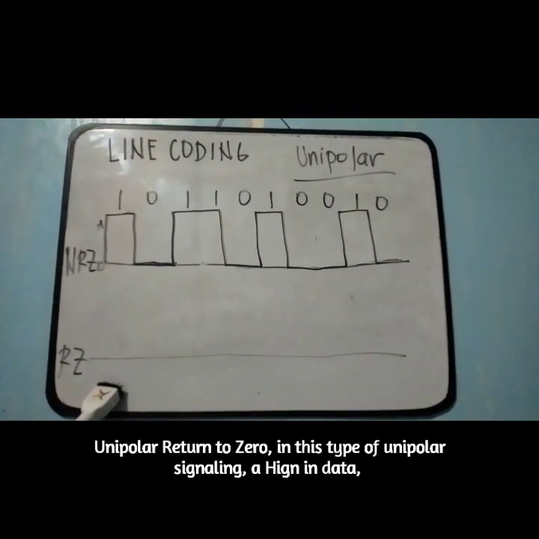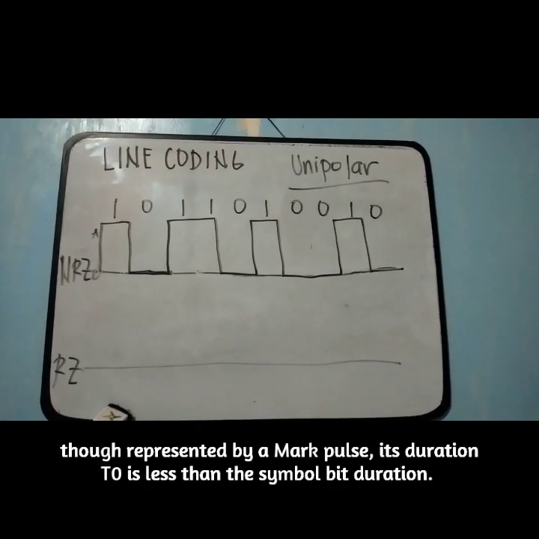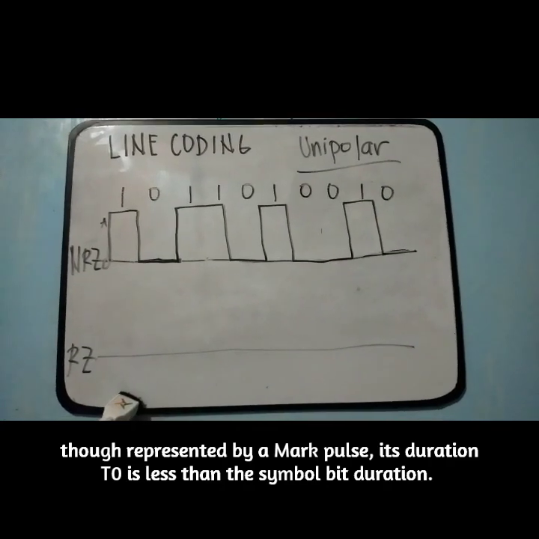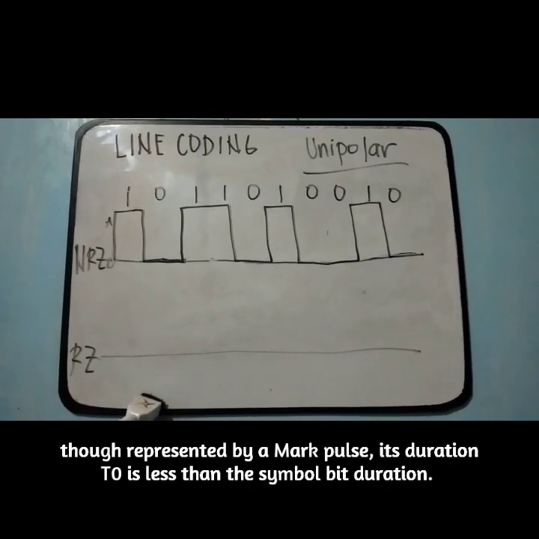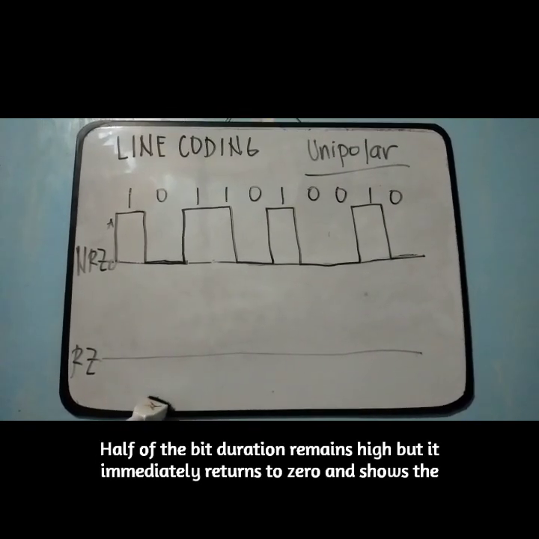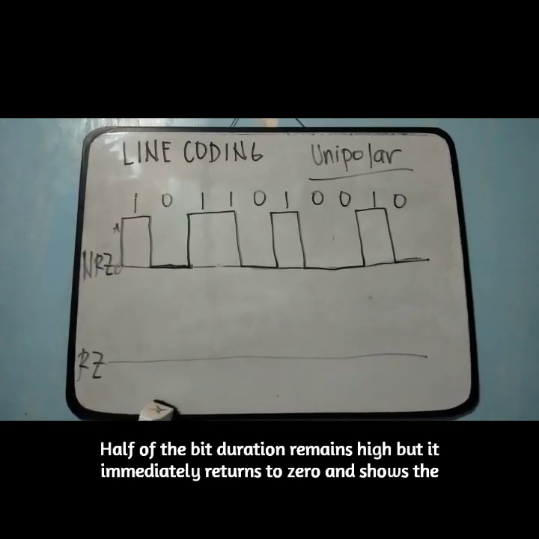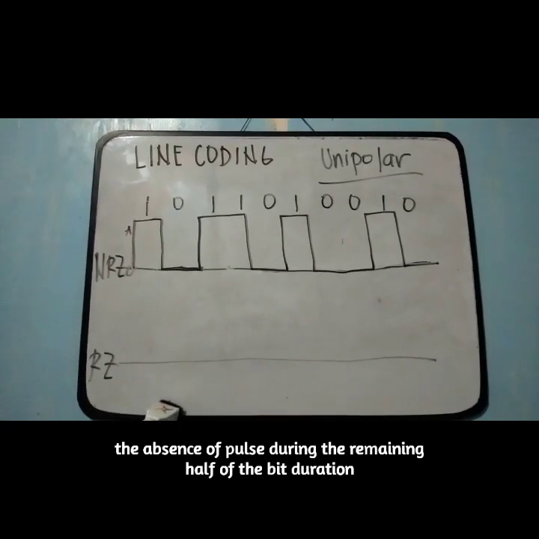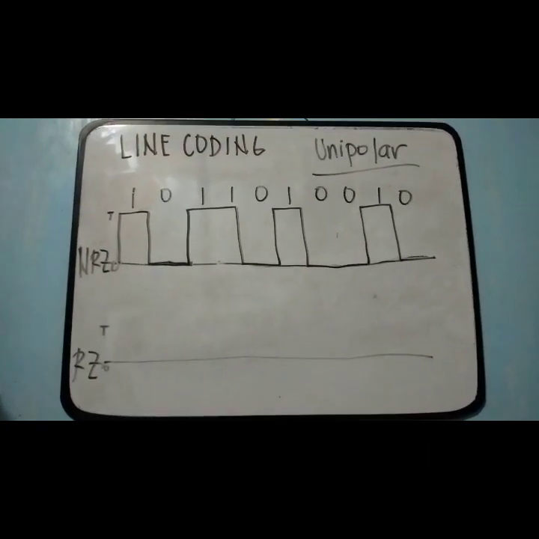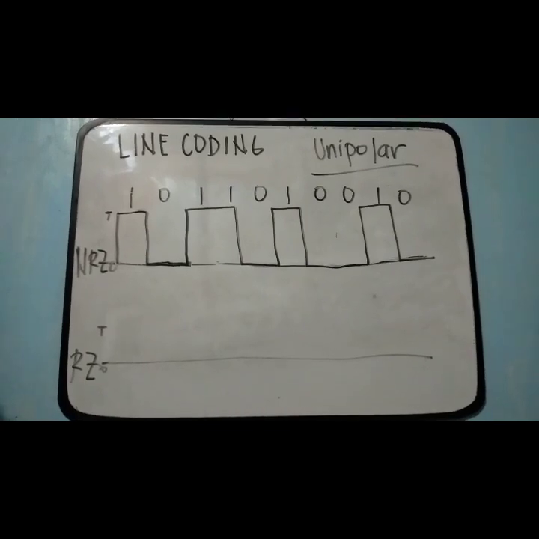Unipolar return to zero, or RZ. In this type of unipolar signaling, a high in data, though represented by a marked pulse, has a duration T0 less than the symbol bit duration. Half of the bit duration remains high, but it immediately returns to zero and shows the absence of pulse during the remaining half of the bit duration.